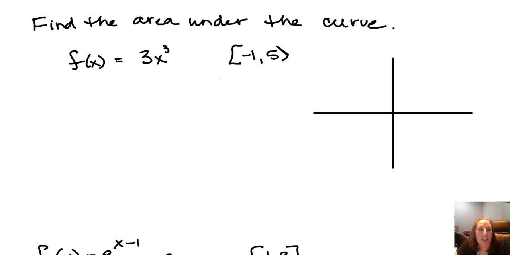Hello, in this video we're going to take a look at finding the area under a curve on a given interval. So our first example, we have f of x equals 3x cubed, and we are looking at the interval from -1 to 5. The first thing we need to do is sketch the graph of this function to know where it's above and where it's below the x-axis.